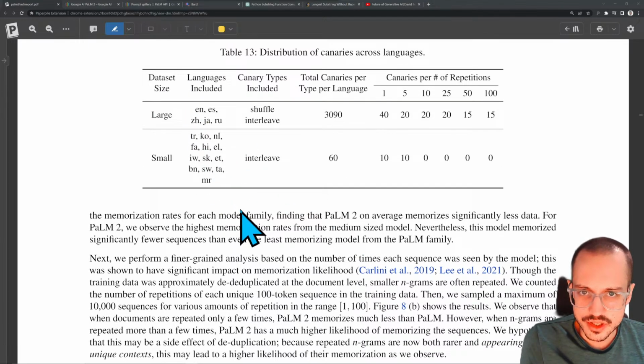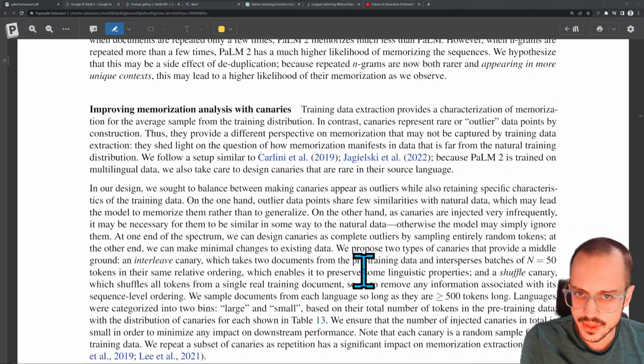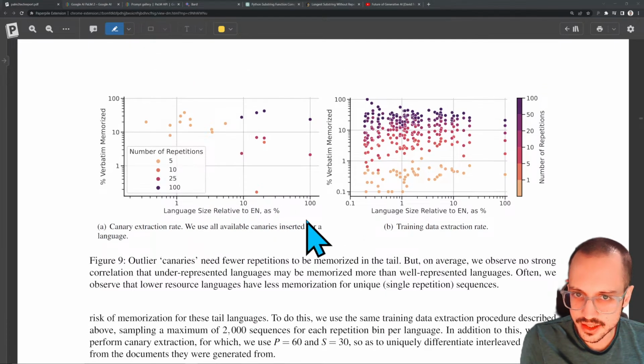A bunch of languages here, canaries. I don't know what a canary is. Is there anything going on here? Language size relative to English. Need fewer repetitions to be memorized in the tail.